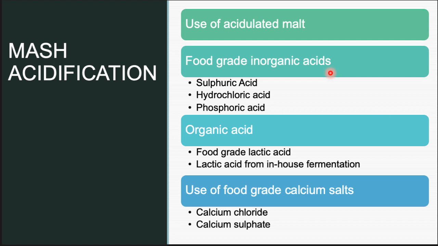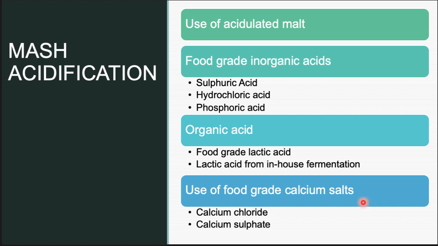Other than the acidulated malt, food grade inorganic acids such as sulfuric acid, hydrochloric acid and phosphoric acid are also used, with phosphoric acid being the most common acid. Similarly, food grade organic acids such as lactic acid, readily available in the market or from in-house fermentation, are also commonly used. The acids dissociate immediately in the mass or wort and are then present only in the form of ions. Therefore, this must be made clear to the consumer that they are not drinking the acid directly.